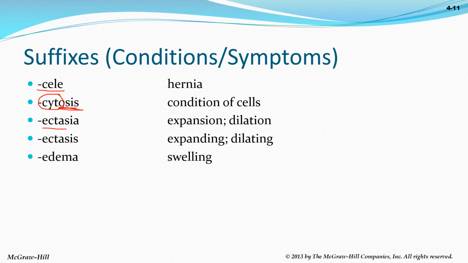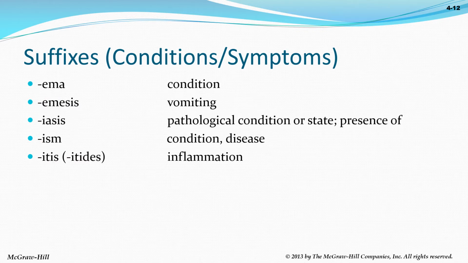Expansion, ectasis. So this is like your pupil when it opens and closes. Ema, that's any condition. But emia becomes a blood condition. So one little tiny letter makes it now not any condition. Now it's a blood condition. So you have leukemia. Emesis, that little tray next to every hospital bed, is the emesis basin, emesis tray. Presence of, iasis.